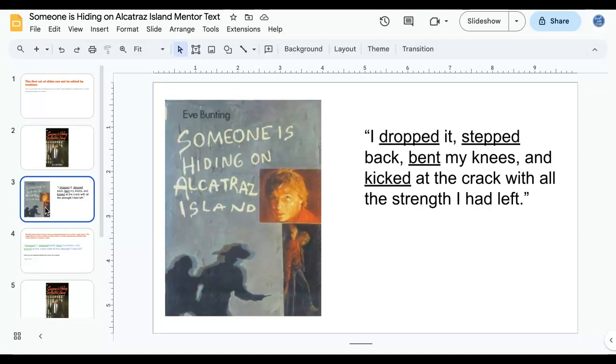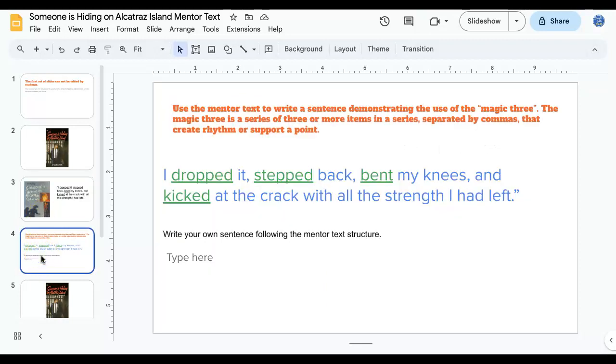From there, we will write a sentence that models this mentor text together as a class. I'll display that on the smartboard or the whiteboard. We'll discuss again all the elements of that sentence. From there, I'm going to do a little bit of gradual release, and I'll pair my students up or put them in groups. They will write a second sentence following this same mentor text. From there, I'm moving on to the third slide, and students will be back working individually.